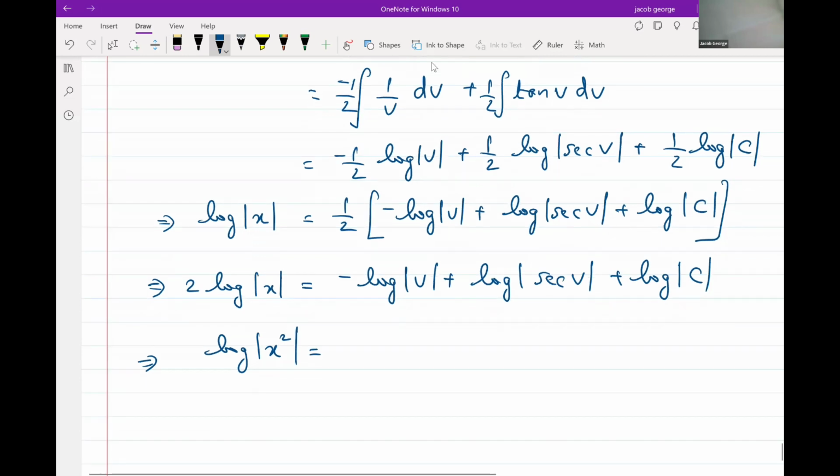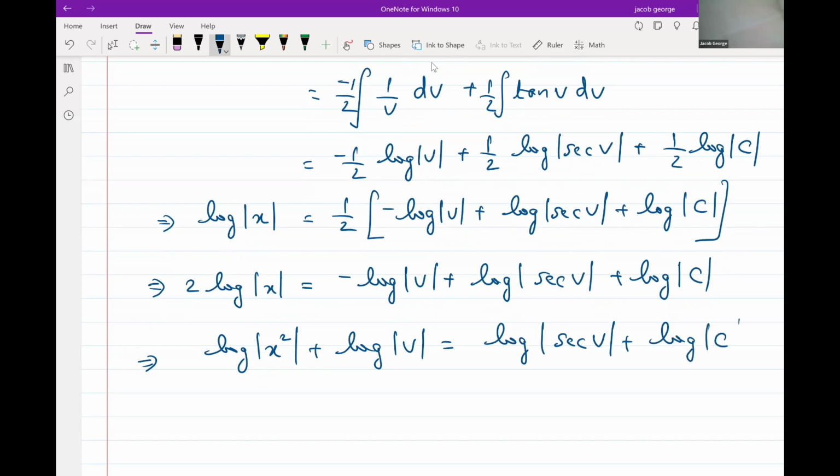Right now we can combine, or from here we can take it to the left side and combine. Okay, so I will take this also to the left side. Plus log mod v is equal to log mod sec v plus log mod c, that I keep here. This is log a plus log b form. Is it clear that first term 2 log x is log x square?